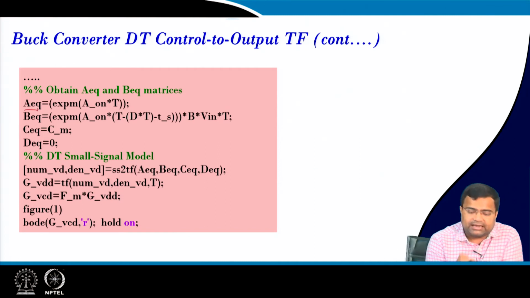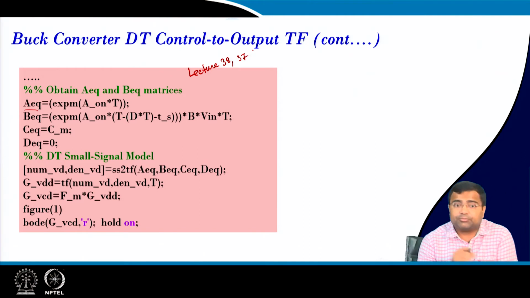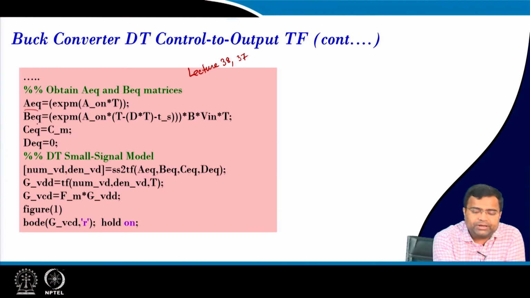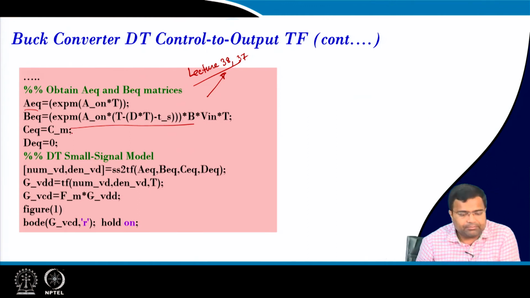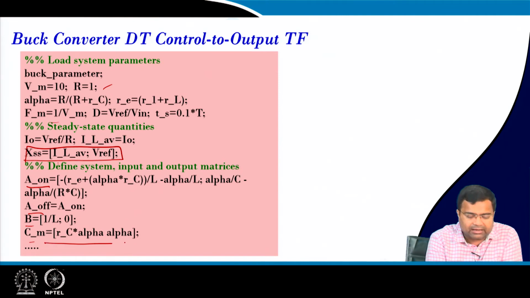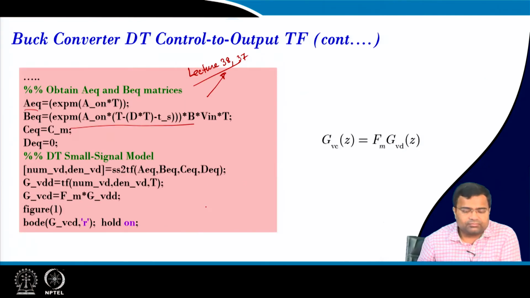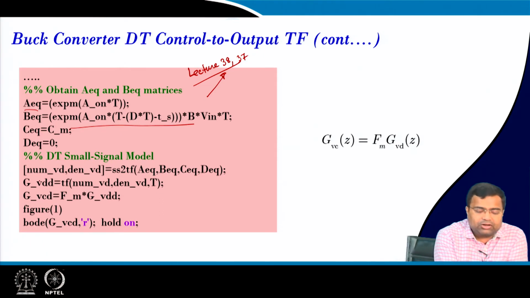These are discussed in lecture number 38 as well as 37, if you follow those lectures. So, you can get the discrete time small signal model. B equivalent you can also get from there in this course, and then C equivalent is the CM. What is CM? It is nothing but this, CM is alpha RC alpha. Then we will get the numerator.